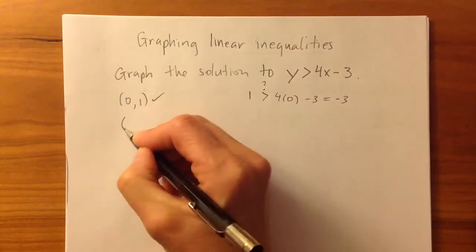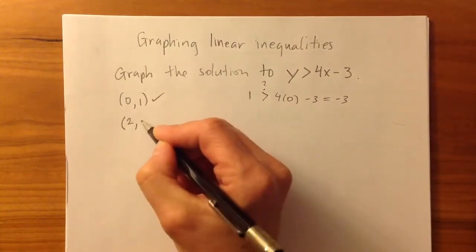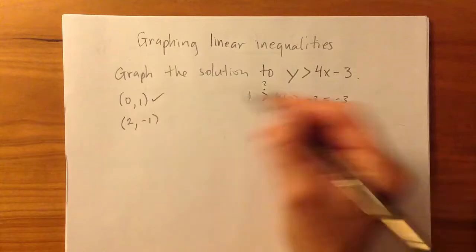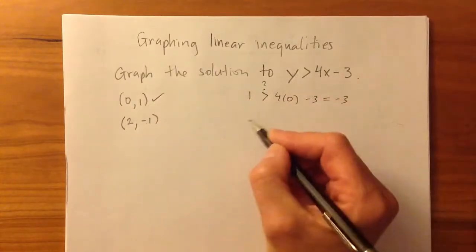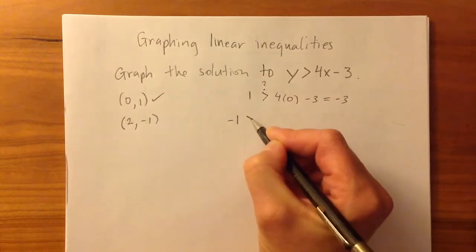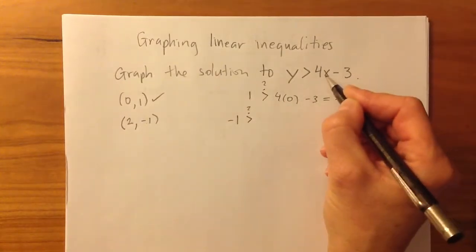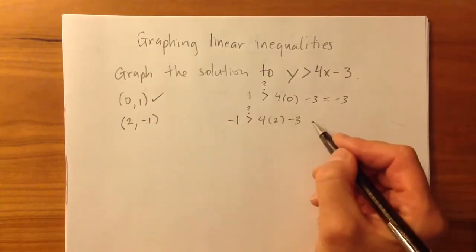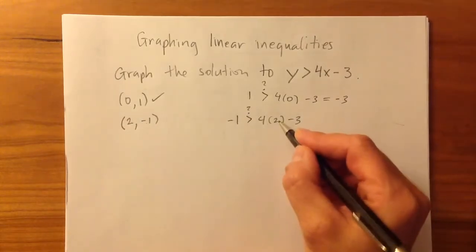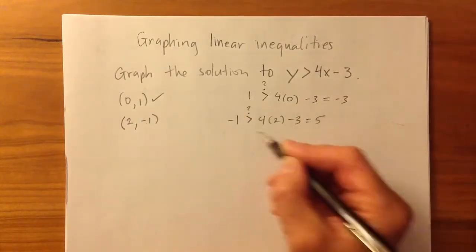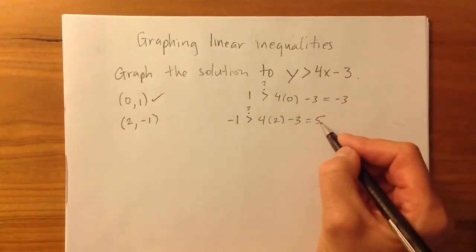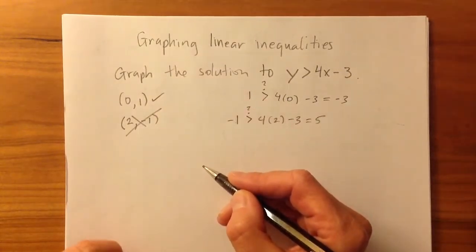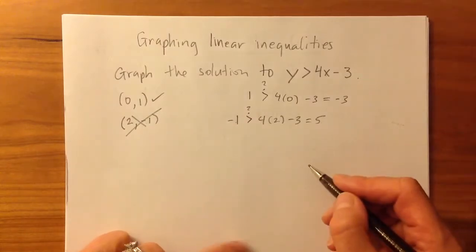Let's check the point 2, negative 1. Let's see if the point 2, negative 1 solves this inequality. So we substitute the x in for the x and the y in for the y. So is negative 1 bigger than 4x minus 3? So 4 times 2 minus 3. We want to know if this is true. Well, 4 times 2 is 8, so 8 minus 3 is equal to 5. Negative 1 is not bigger than 5, so that means that 2, negative 1 is not a solution to this inequality.